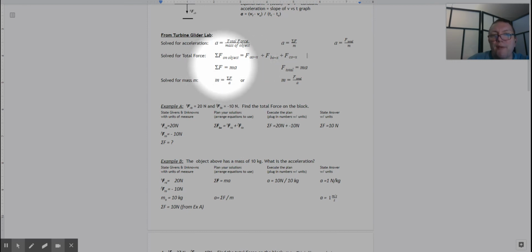And these again should have the little subscript x on there, or it could be subscript y on there. So this is the sum of all forces on the object in the x or y direction equals the mass times the acceleration in the x direction. Another way of writing that same thing, F total equals m times a. So it could be the total force on the object in the y direction equals mass times acceleration in the y direction. Rearranging that same equation, solving for mass, that, or that.